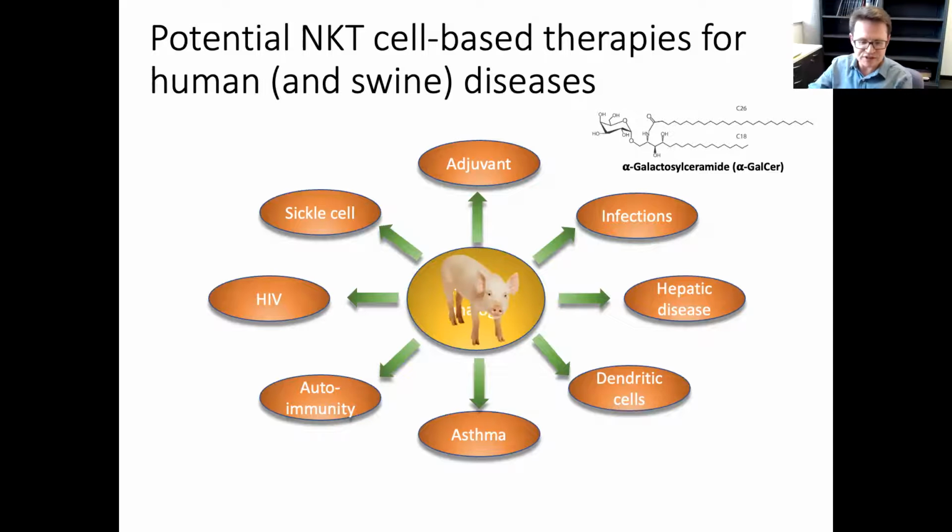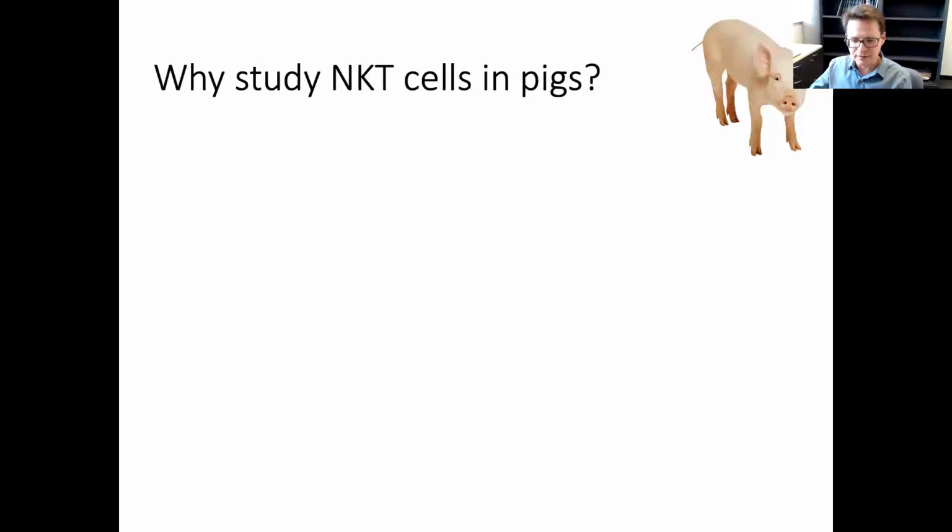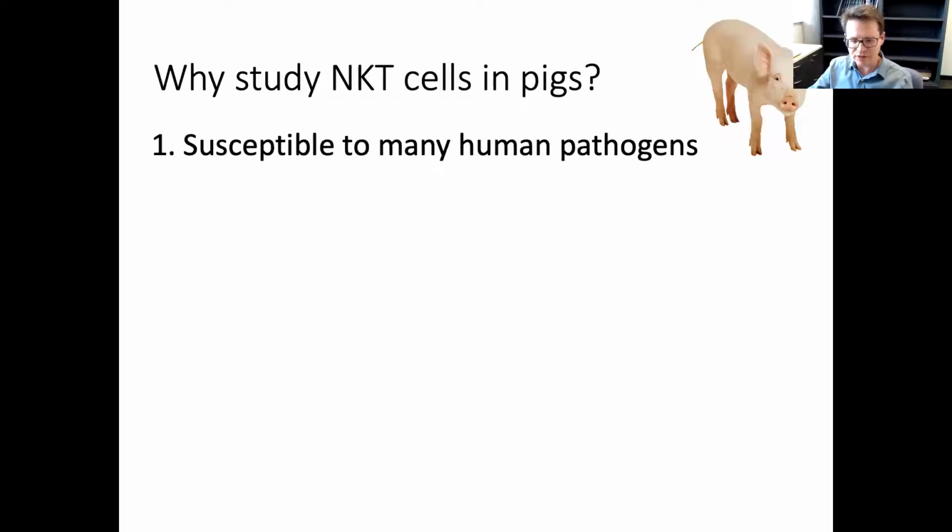And the species I chose to work in was pigs. So why pigs? Well, they're susceptible to many human pathogens, more than 40 and counting. And so we could ask questions like whether we can activate NKT cells to treat infectious diseases that are important for pigs.